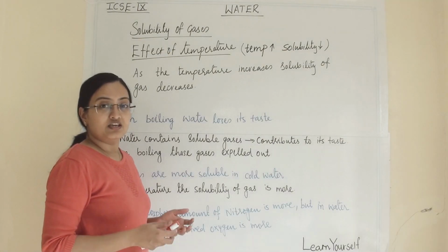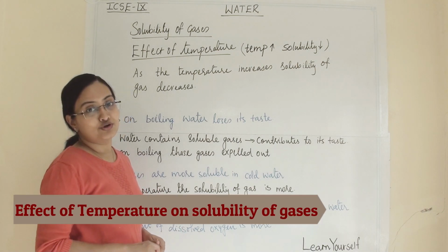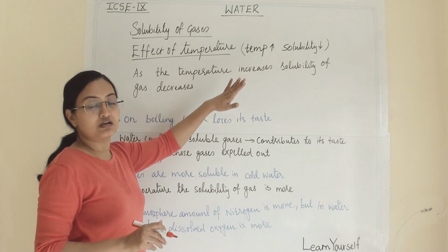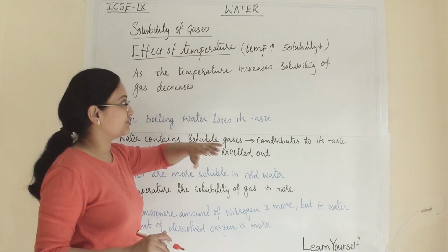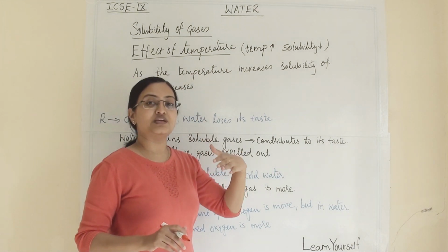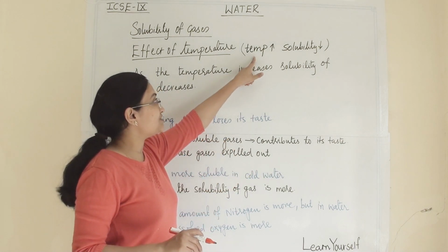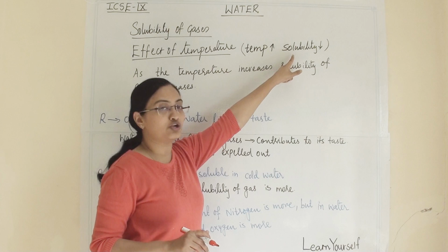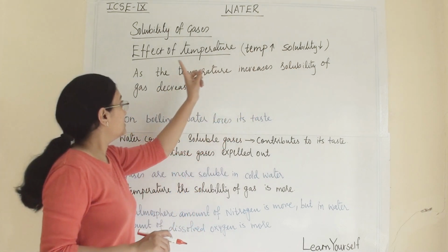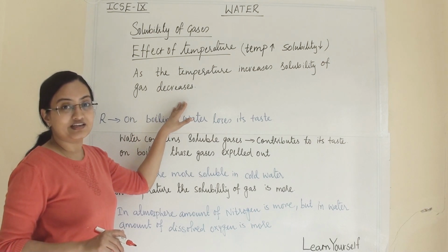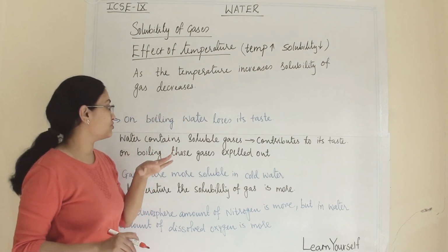Now we will see the effect of temperature on solubility of gases. This effect is reverse compared to the effect of pressure. We have seen that as we are increasing pressure, the solubility will increase. Here, as we are increasing temperature, the solubility will decrease. So as the temperature increases, the solubility of gas will decrease in a particular liquid or solvent.